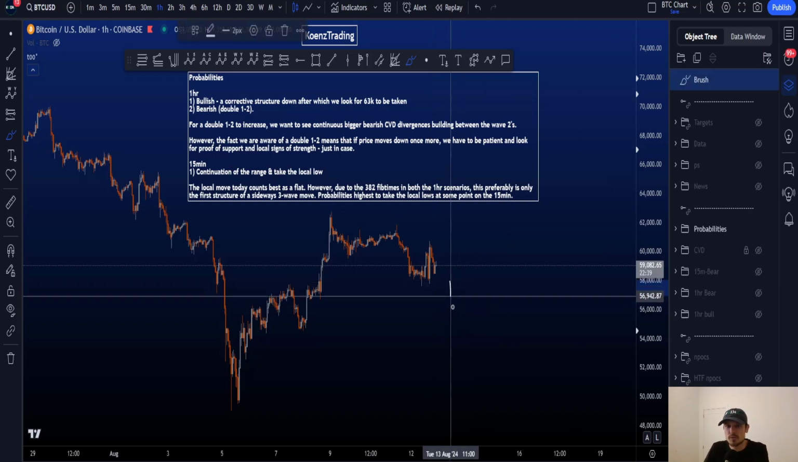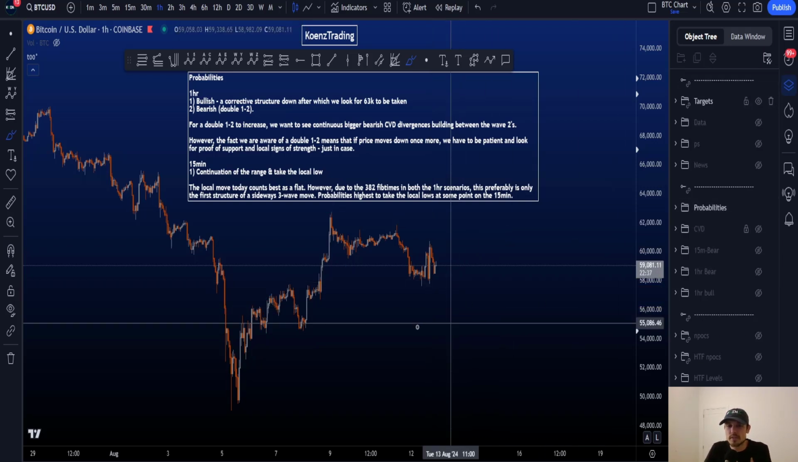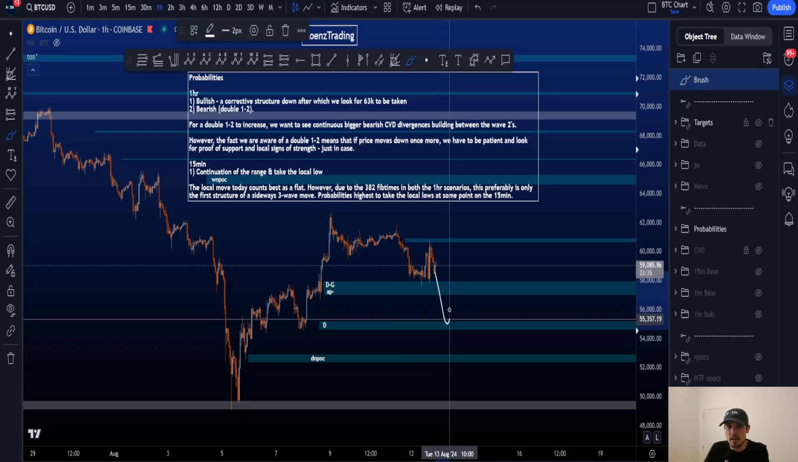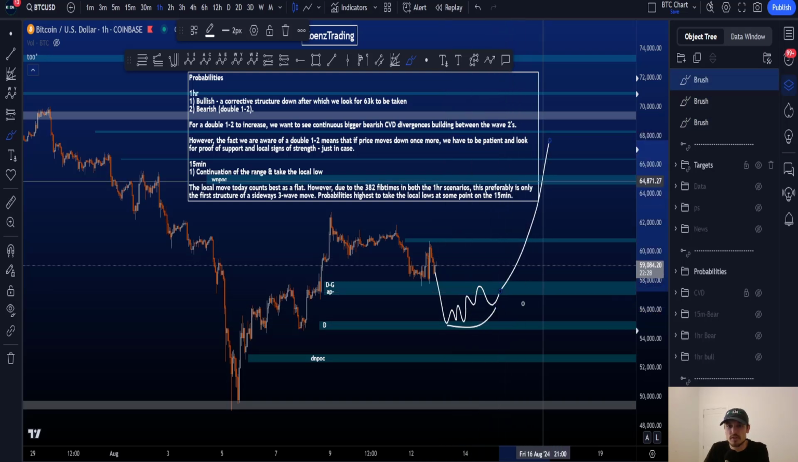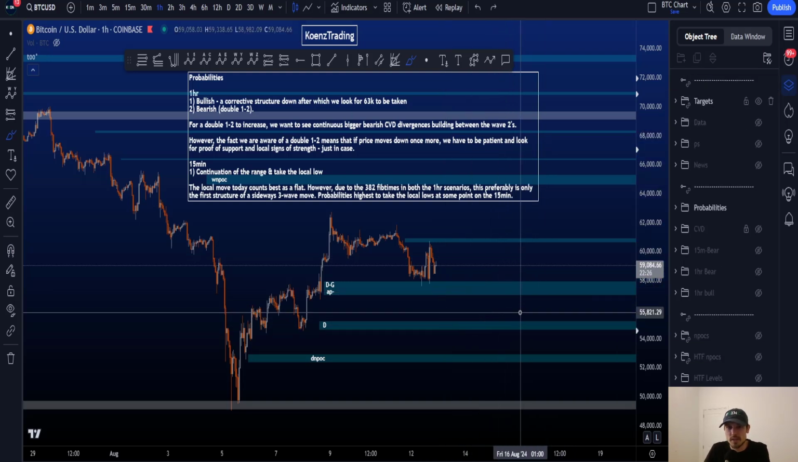So if price moves to the downside, what I want to see is price to stabilize, range, show signs of strength, maybe with some nice bullish CVD divergences, and move towards the upside.